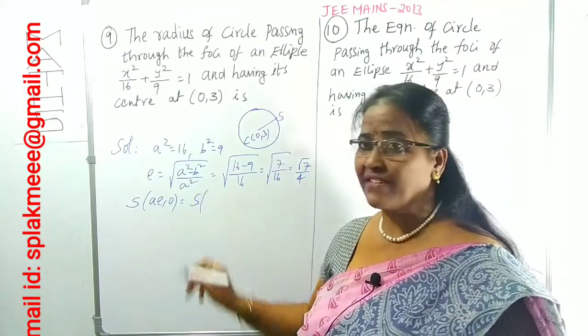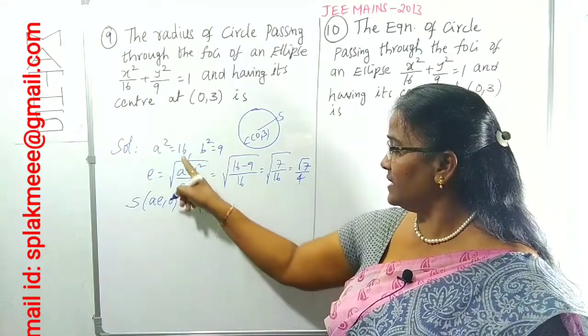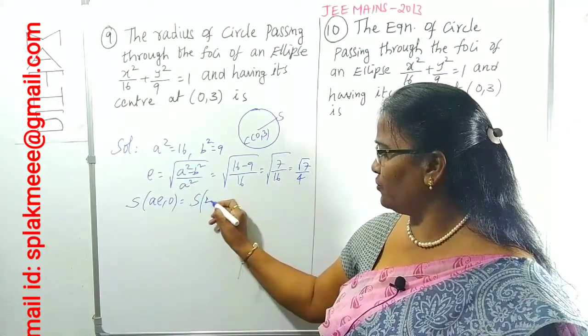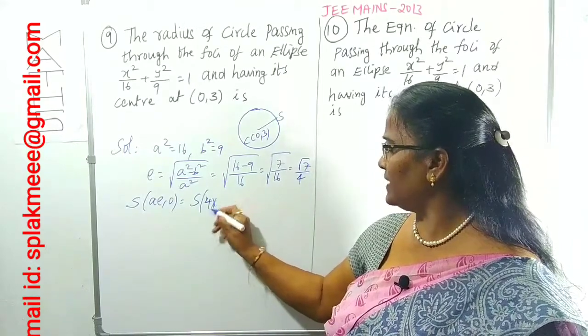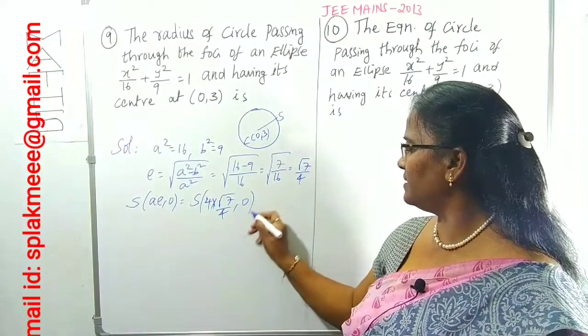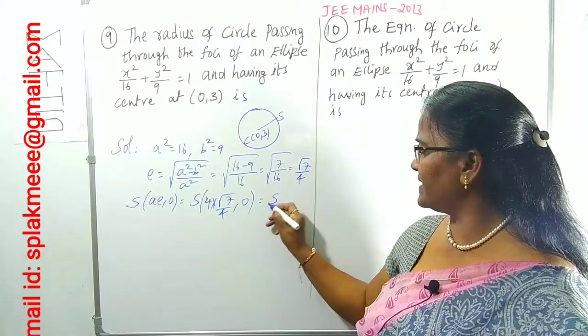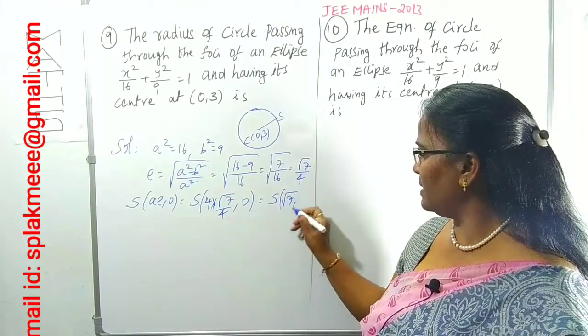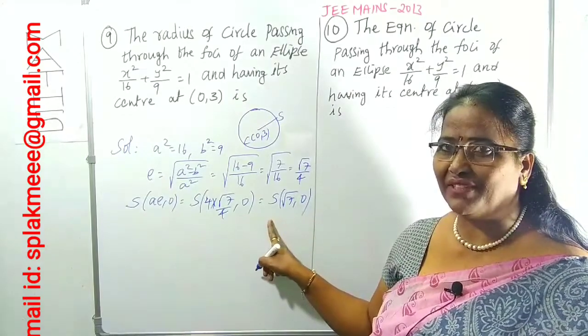Now S is the focus of the ellipse. A square is 16, means A is 4. The focus is (4, 4e) where e is root 7 by 4, comma 0, right? 4 gets cancelled. What is S? S is (root 7, 0). This is the focus of the ellipse.